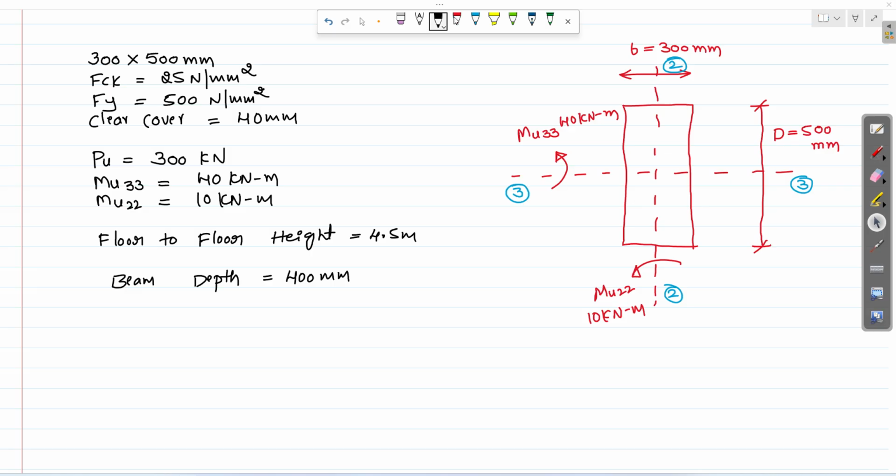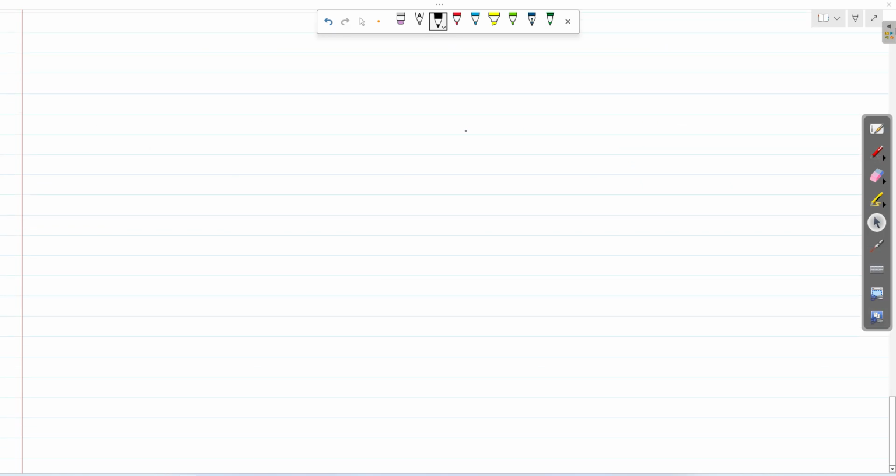As I told in the beginning, column design will be carried out in two steps. The first step will be calculation of design moments. Let me divide the page.